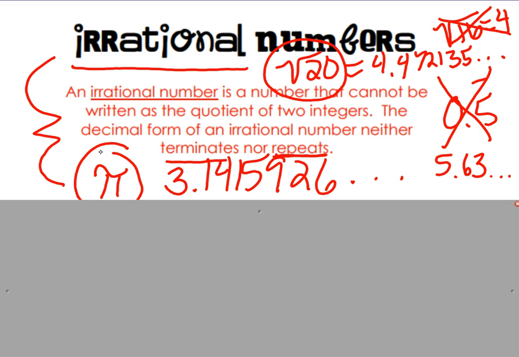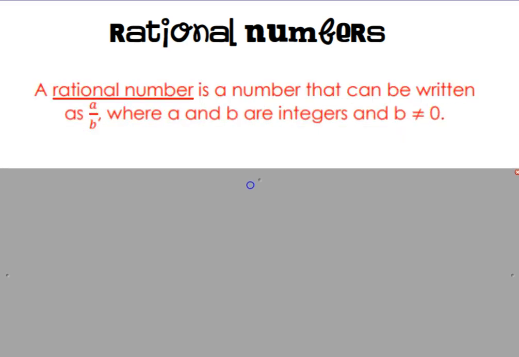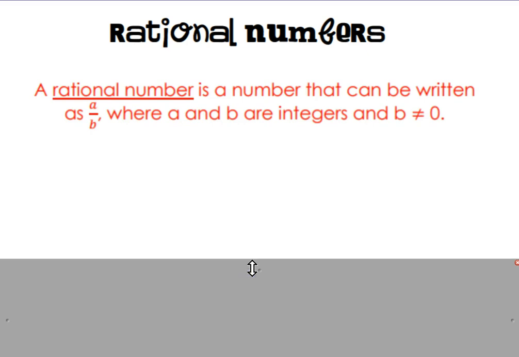All right, so now that we've talked about what irrational numbers are and you've copied down your notes, let's talk about rational numbers. So if it's not irrational, that means the number is going to be rational. So rational is all of the other real numbers. It's fractions, it's numbers that repeat, it's numbers that end, it's whole numbers, it's positive and negative numbers. So this is our definition. A rational number is a number that can be written as a over b, so all fractions are rational.